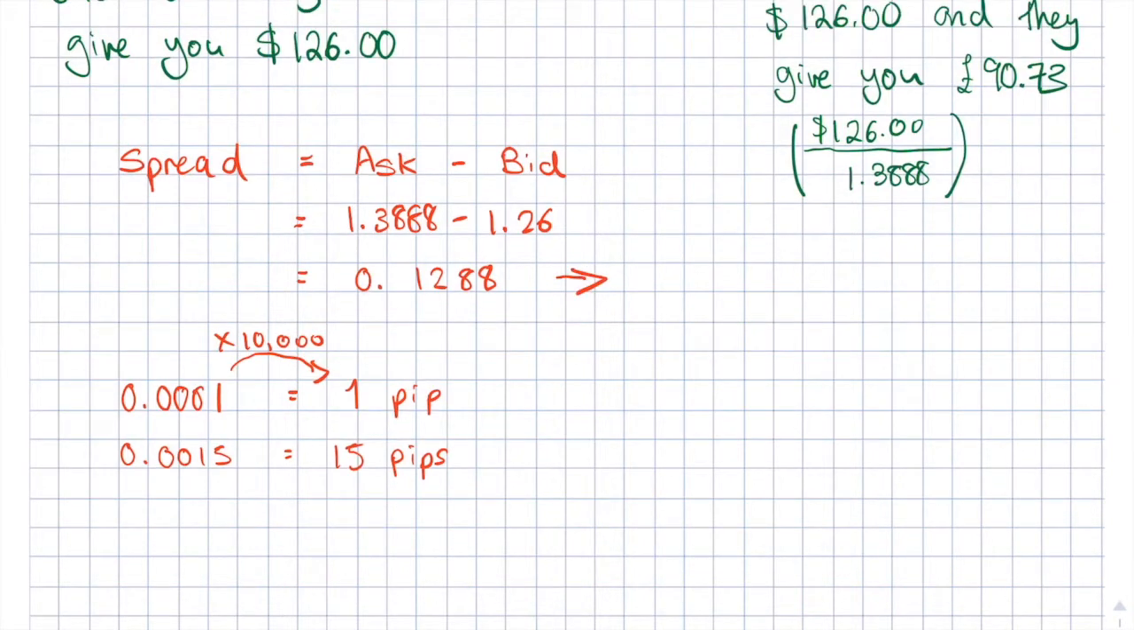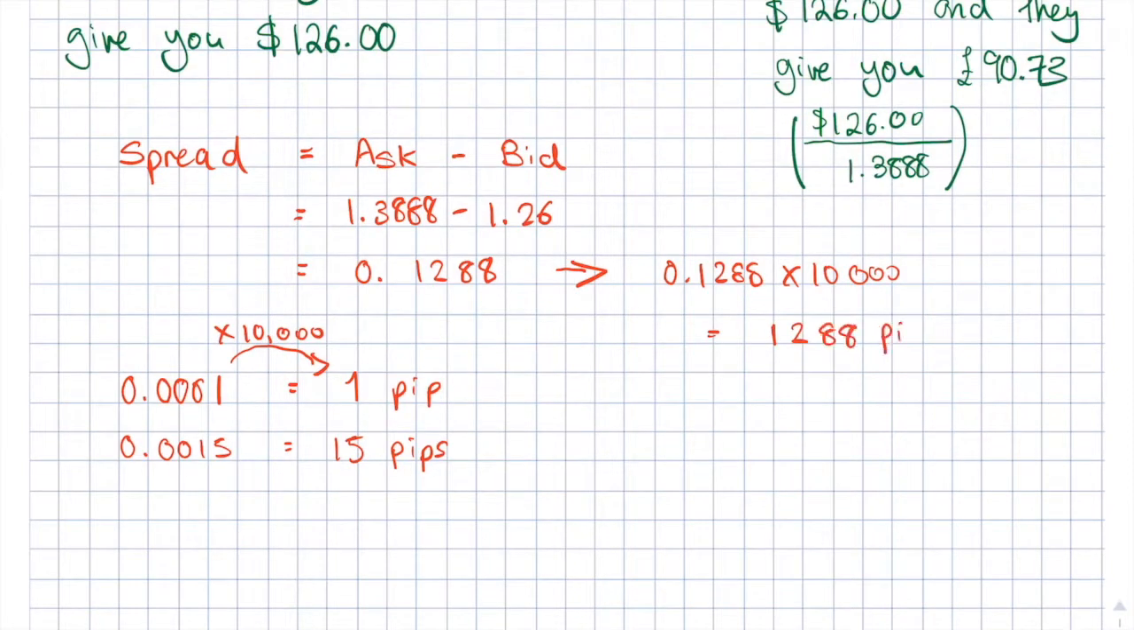So we have 0.1288 as a spread. And how many pips is that? Well, you times it by 10,000 and that gives you 1,288 pips, which is a lot. I mean, they're charging you a lot of money for you to conduct a transaction. And if this was on a forex market with leverage of like 100, so you're trading with like £100,000, you would be making a huge loss. And thank God this is not as bad as on the forex market.